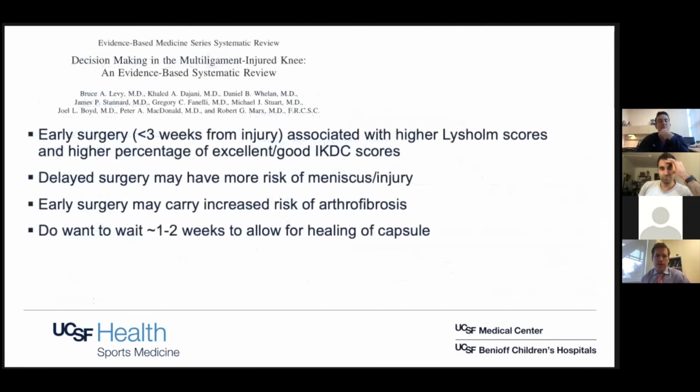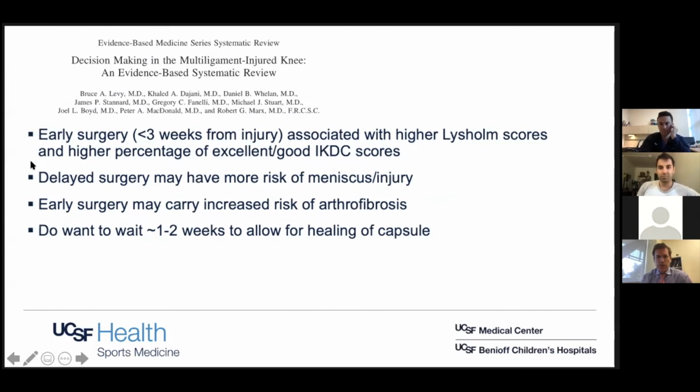So the decision making, I think it's still a bit unclear. And I believe there's a study right now looking at early surgery versus rehab and delayed reconstruction in a randomized setting. But in this study, they looked at early surgery defined as less than 3 weeks from injury, and found that it was associated with higher Lysholm scores and a higher percentage of excellent and good IKDC scores. So if you treat these multi-ligament injuries earlier, you may have better outcomes.